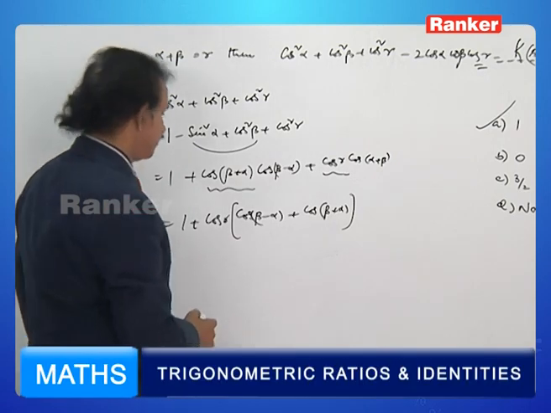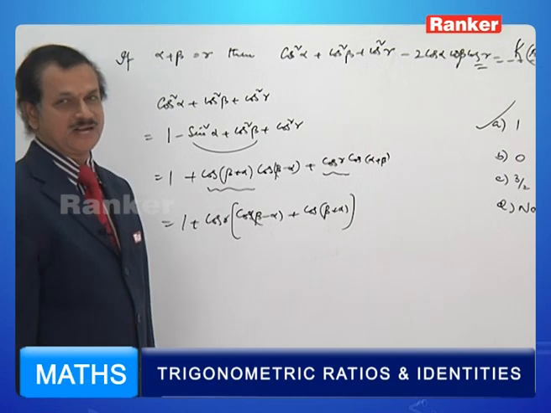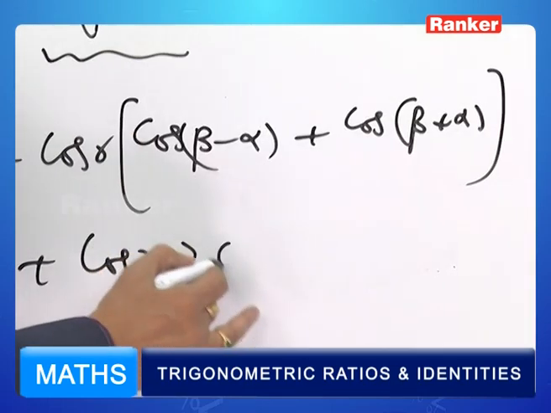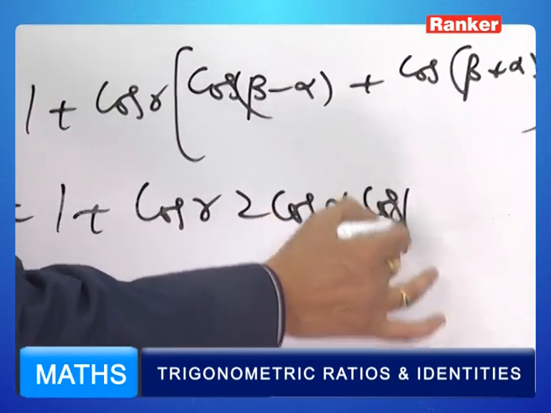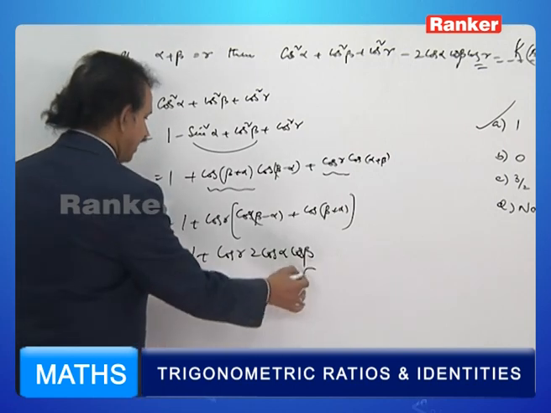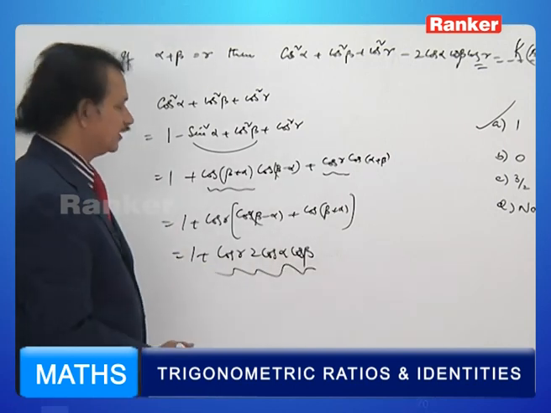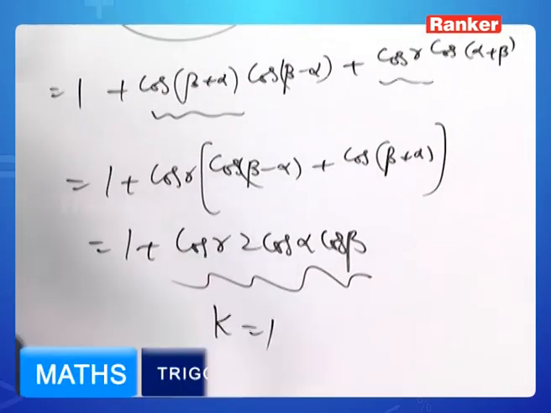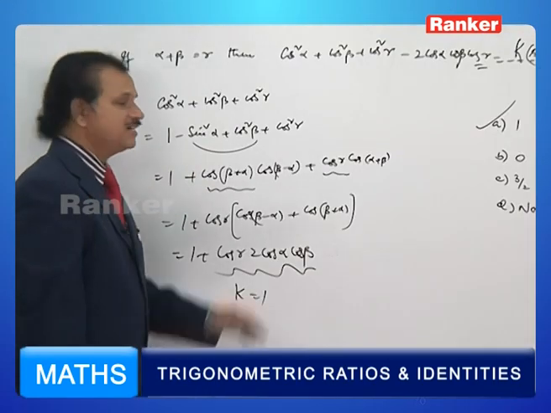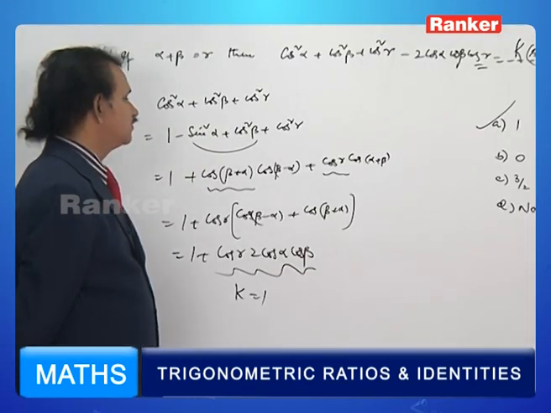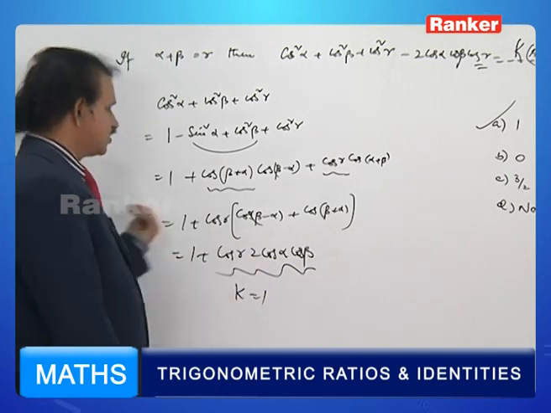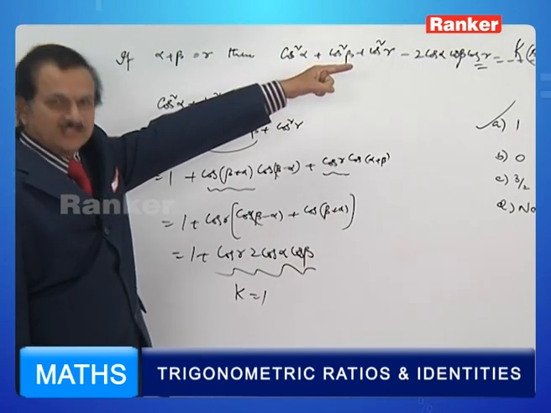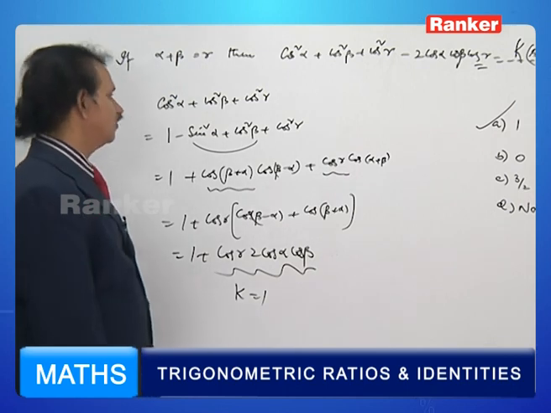Again, use the identities. Cos of A plus B plus cos of A minus B, what is that? 2 cos A cos B, isn't it? So this is 1 plus cos gamma into 2 cos alpha cos beta. This entirely, what is this? 2 cos alpha cos beta cos gamma. If you bring this to the left hand side, what do you have? K is equal to 1. In the left hand side, what are you having? Cos square alpha plus cos square beta plus cos square gamma minus 2 cos alpha cos beta cos gamma, which is nothing but that. That is K required. So the answer is 1.